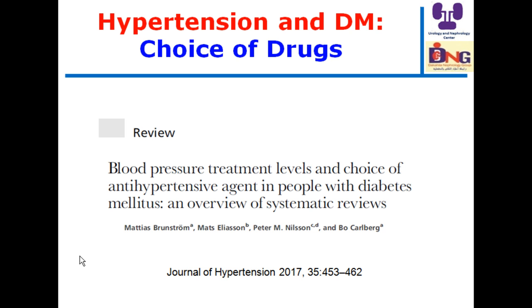Future research should focus on patients with type 1 diabetes and very elderly patients with type 2 diabetes. So the available evidence supports treatment in people with type 2 diabetes and systolic blood pressure more than 140 using any of the major antihypertensive drug classes based on this review. This was the guidelines from Canada last year.